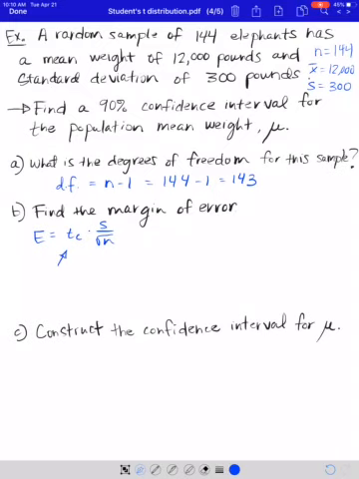And in order to find our critical value, again, the two things we need to know are the degrees of freedom, which we know is 143. We also need to know our confidence level that we're interested in. We were asked to construct a 90% confidence interval, so that means our c value should be 0.9. All right, so now let's refer to the table. We're going to use these values to find our critical value.